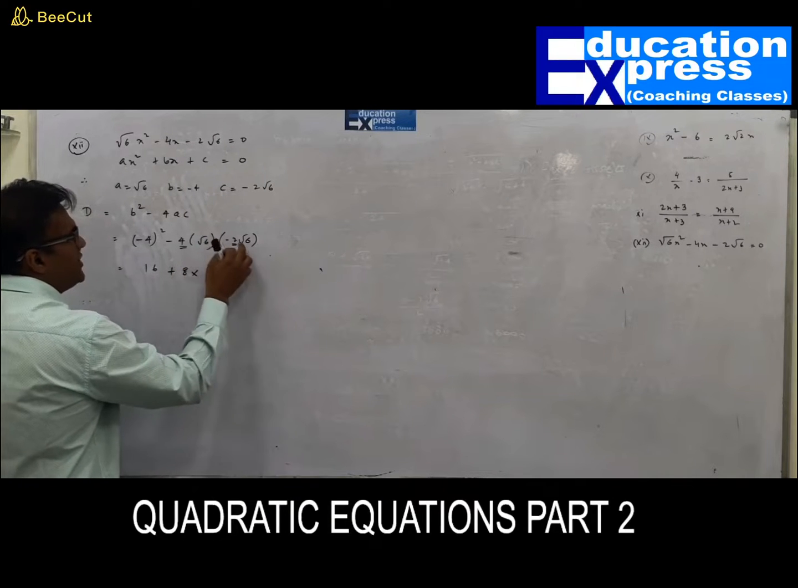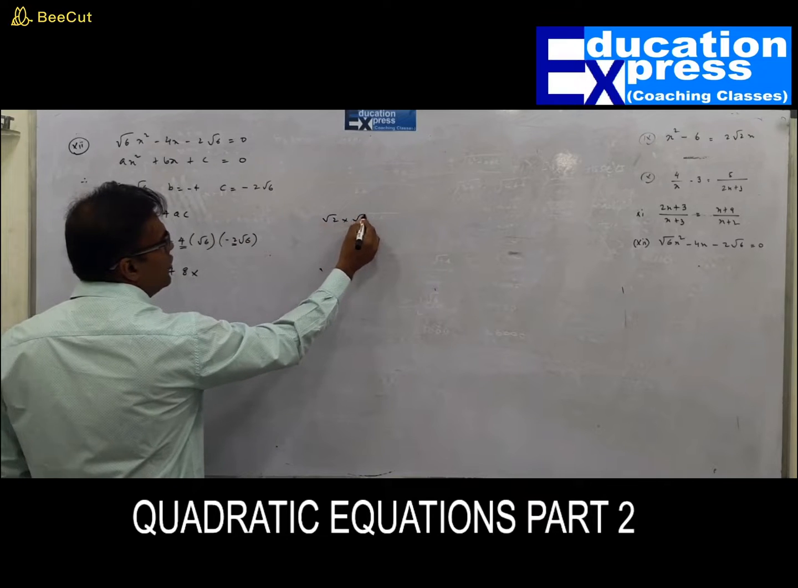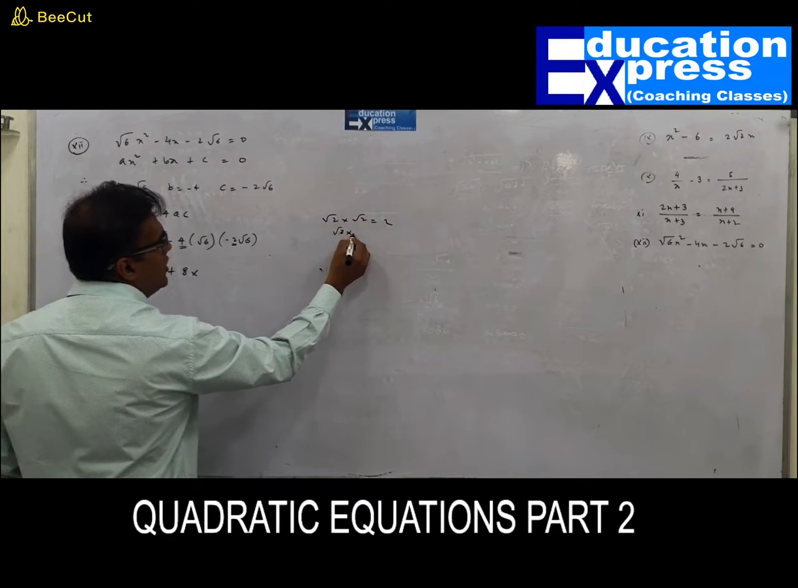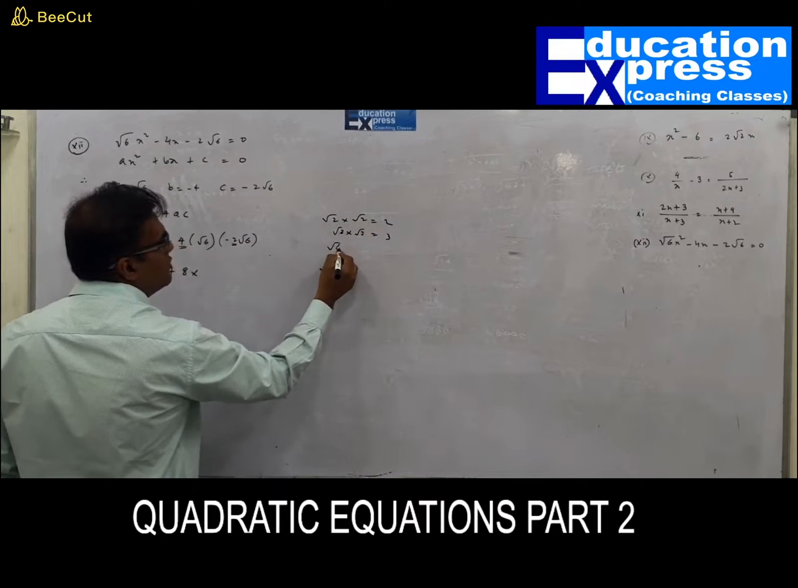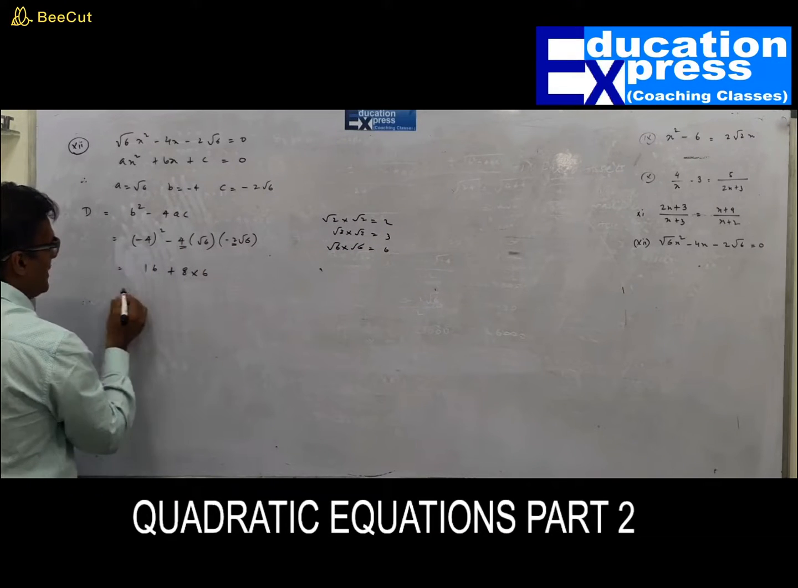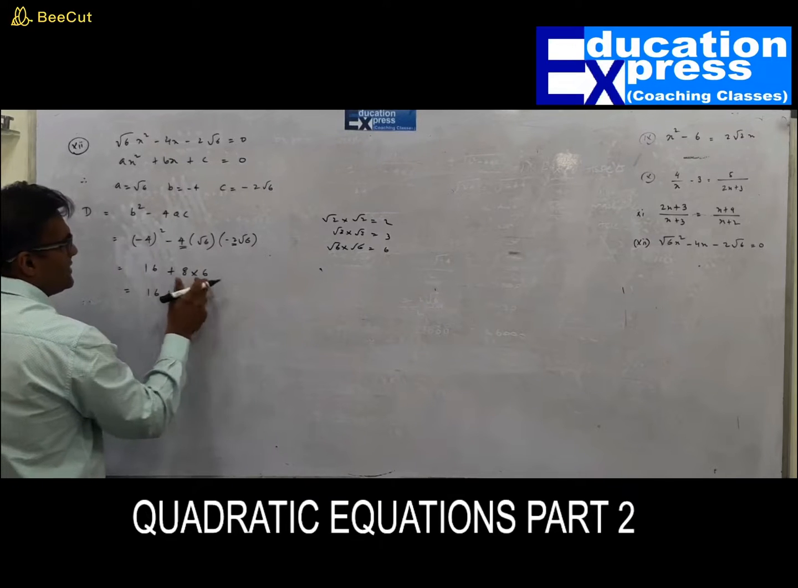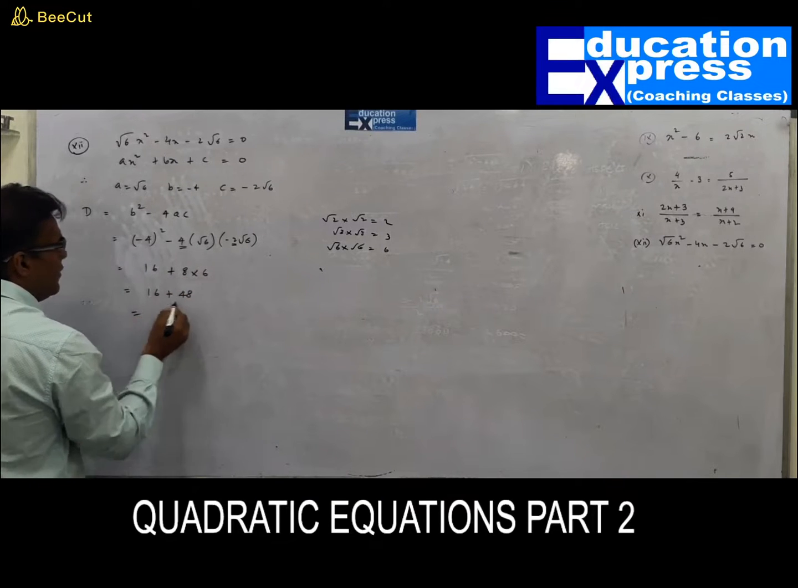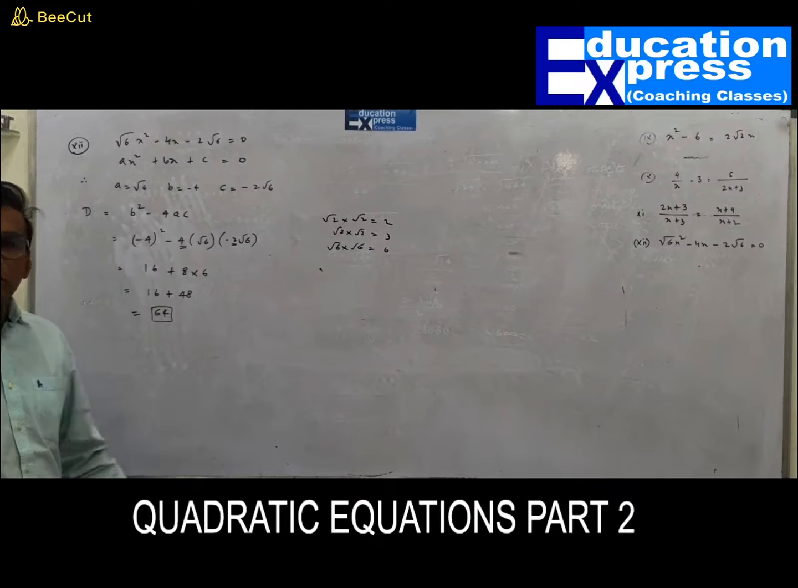Into root 6 into root 6. I hope you remember, root 2 into root 2 is 2, root 3 into root 3 is 3. So root 6 into root 6, of course, is 6. Next, 16 plus 48. What will be the outcome? 64. Very lucky that 64 is a perfect square.